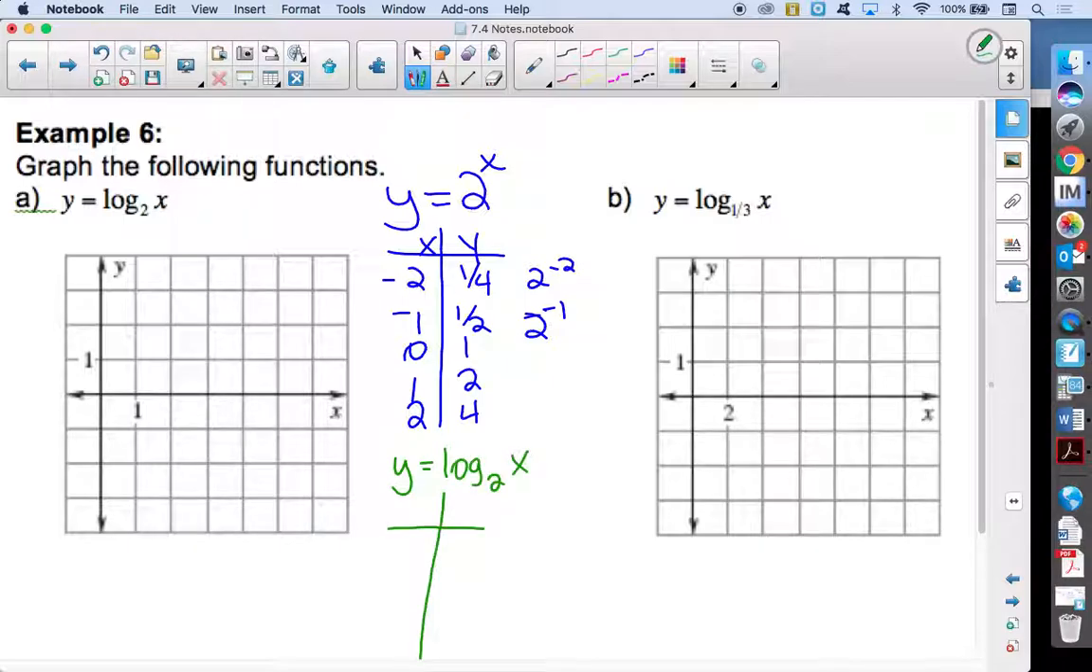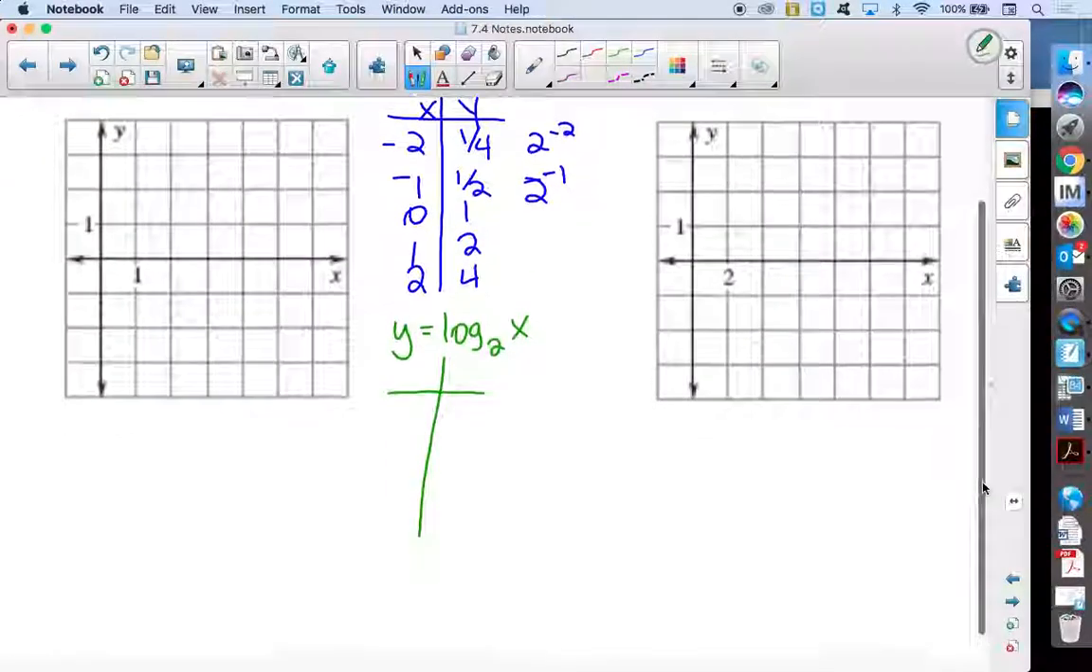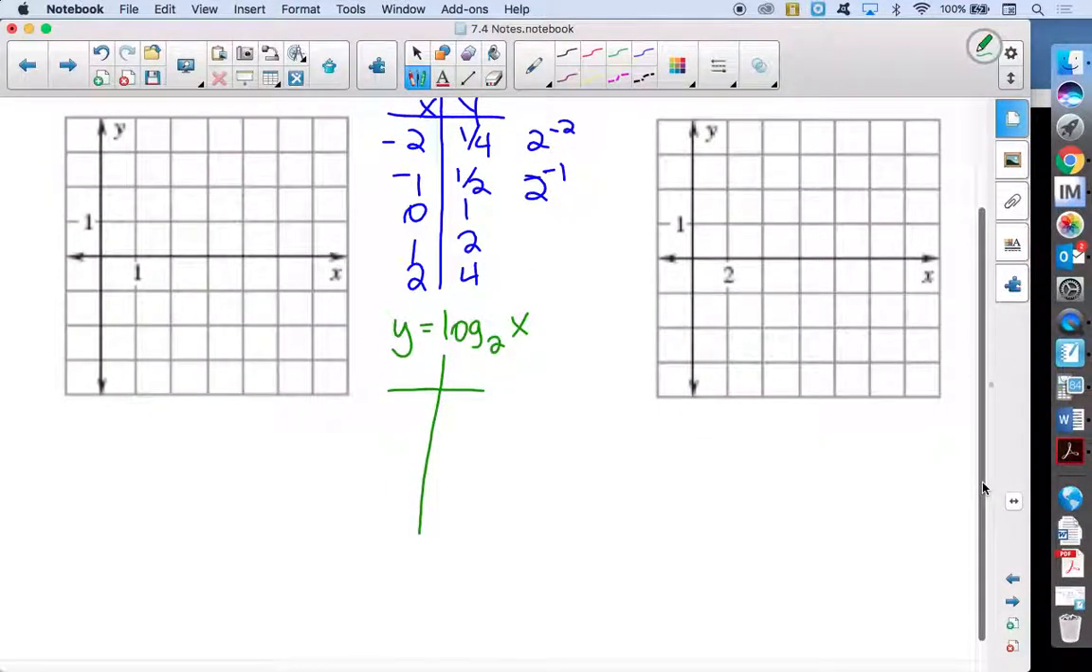Yeah. So you take the ordered pairs that you found for the exponent, because that's pretty easy to find, and you switch the x and the y. That's the process of finding an inverse that we just talked about to get that inverse equation. So you're going to take x and y, and you're going to flip them. So y is now 1/4, x is negative 2.